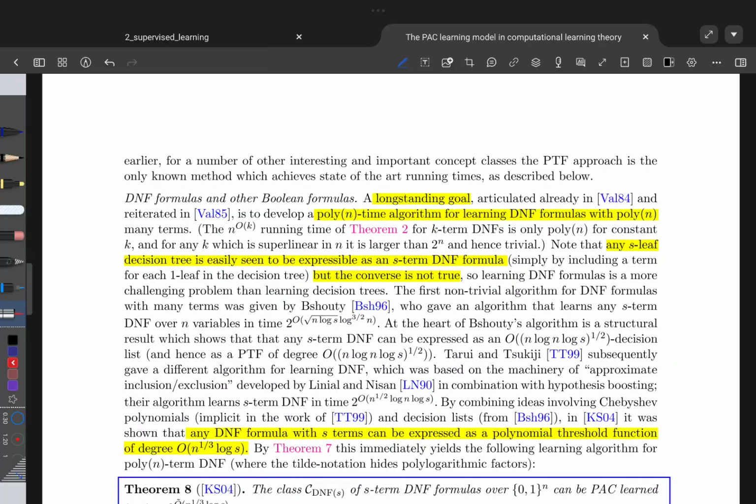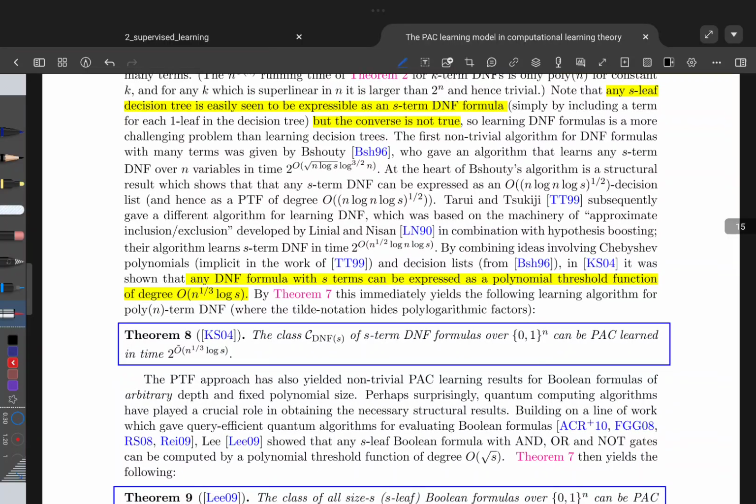So it turns out that this particular tool has also been used extensively for learning KCNFs and KDNFs. So although your goal is to learn, let's say, a KCNF, you try to approximate the KCNF by a polynomial classifier and then try to learn the polynomial classifier instead.